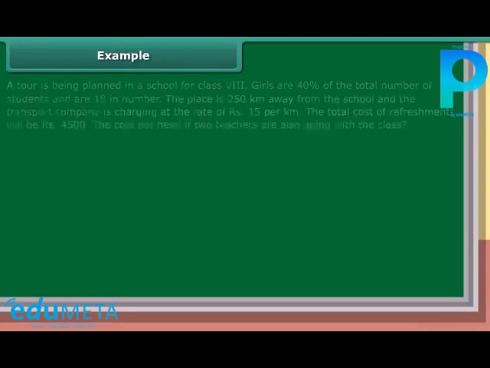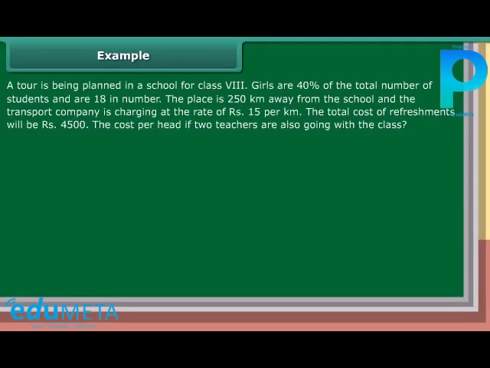Example: a tour is being planned in a school for class 8. Girls are 40% of the total number of students and are 18 in number. The place is 250 km away from the school and the transport company is charging at the rate of rupees 15 per kilometer. The total cost of the refreshments will be rupees 4,500. Find the cost per head if two teachers are also going with the class.